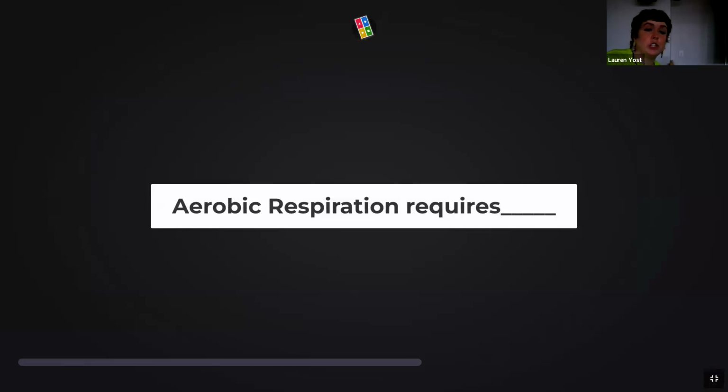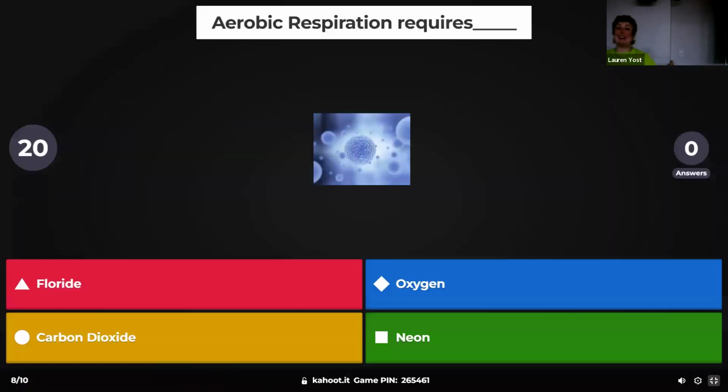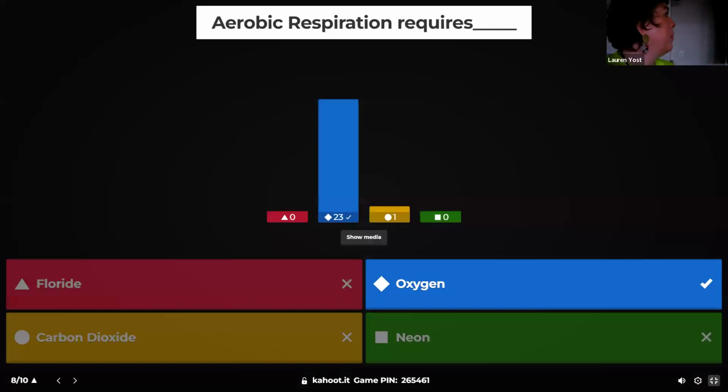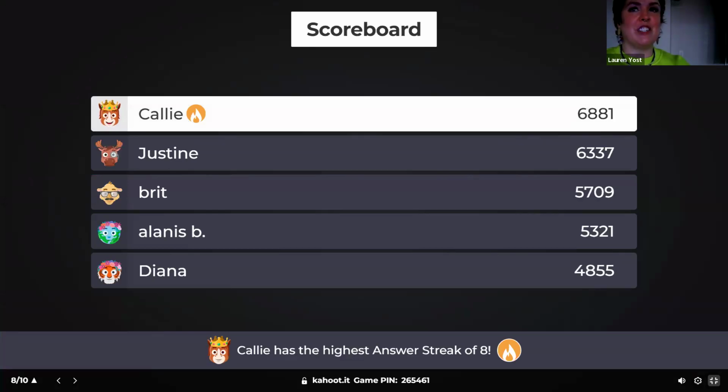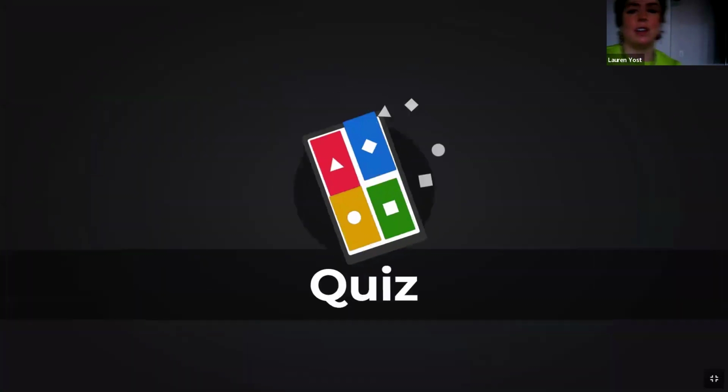Right, aerobic respiration requires what? Kind of in the name. All right, so aerobic respiration requires oxygen. I'm glad that we've got that at least. Don't forget that aerobic means aero, air, oxygen. Because anaerobic, does it use oxygen? No, so that's the big difference there.